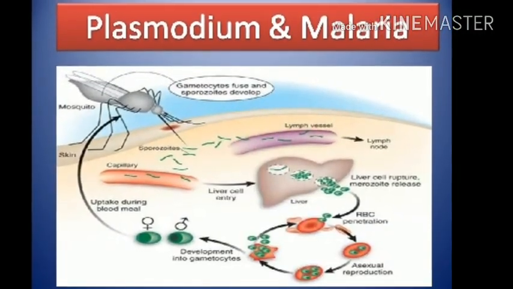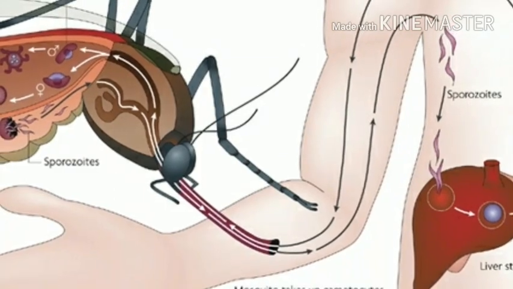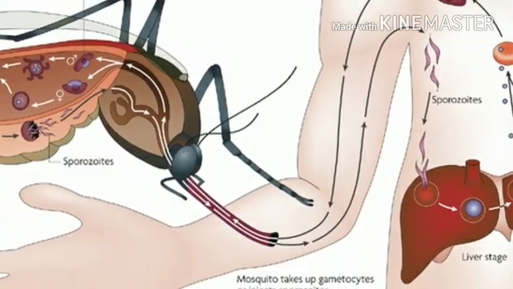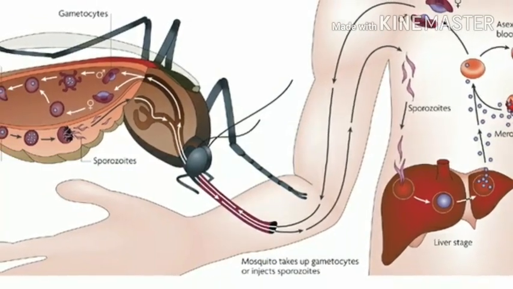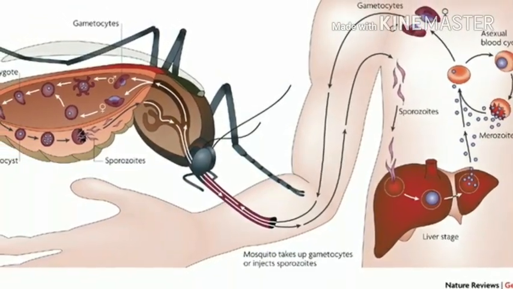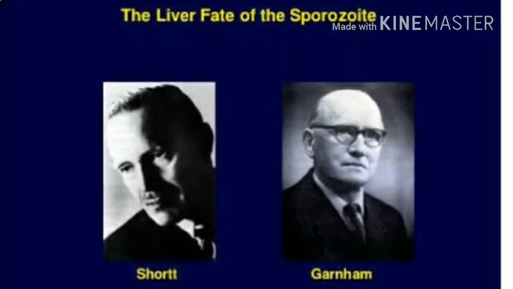In man, the plasmodium reproduces by asexual reproduction called schizogony. It occurs in liver cells as well as in RBC. In liver cells, it is called hepatic schizogony, and in RBC, it is called erythrocytic schizogony. Hepatic schizogony was discovered by Short and Graham.